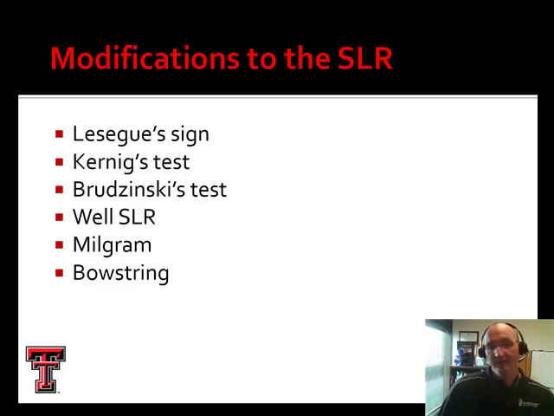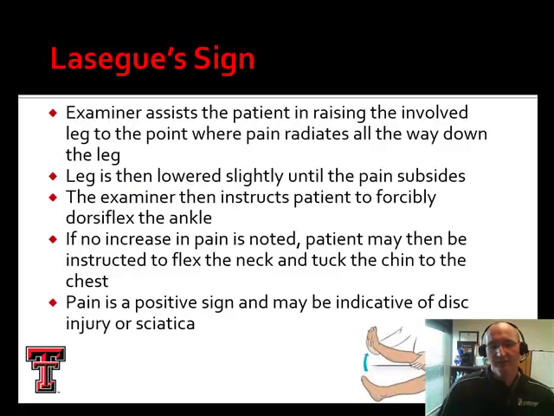Lots of modifications we can make to this straight leg raise test, so these are all just kind of flavors of the slump sit and the straight leg raise. With the Lesage sign, they're going to raise that involved leg to the point where they get pain down the leg, so this will be for a symptomatic patient, and then we're going to lower that leg until the pain subsides, and then the examiner will dorsiflex the ankle to see if we can reproduce it. This just helps us confirm that yes, in fact, we are able to manipulate their pain due to tension.